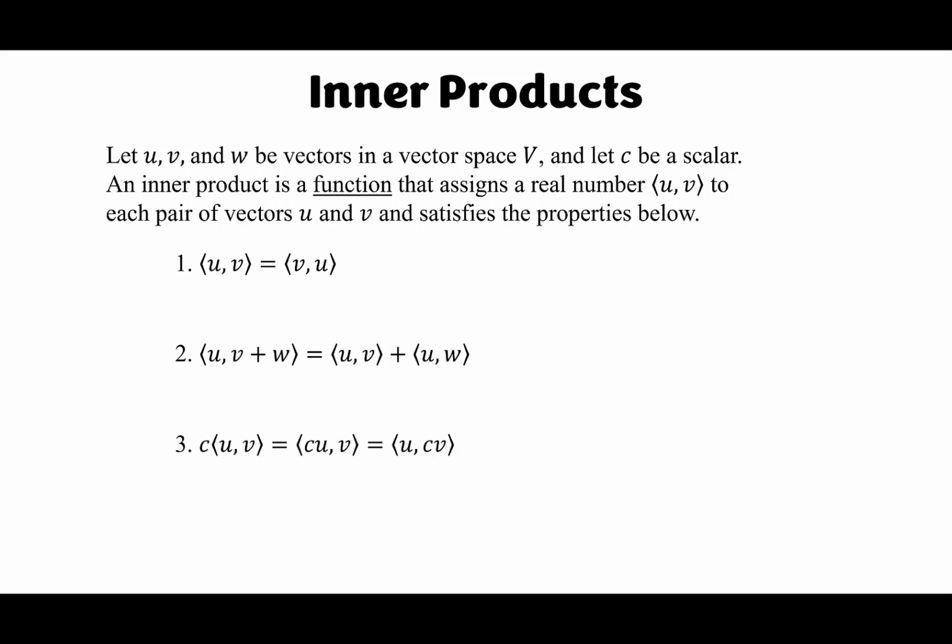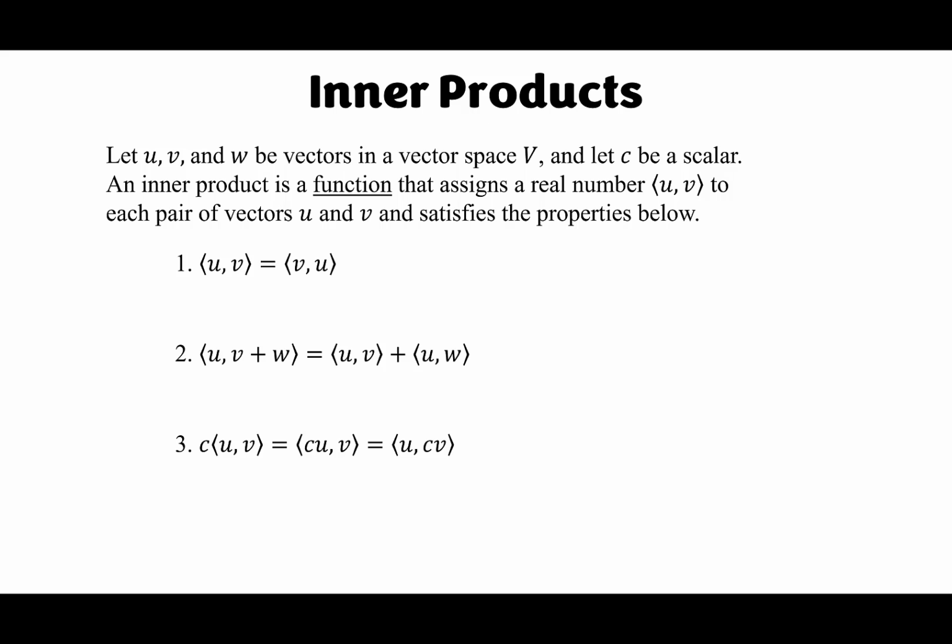All right, property 3, if you have a scalar multiple c, and it's multiplying the inner product of u with v, then that scalar multiple can be multiplied by the u first or by the v first, or just after the inner product was done.